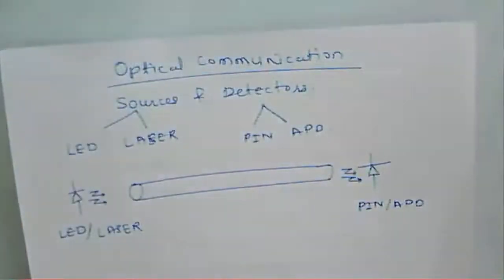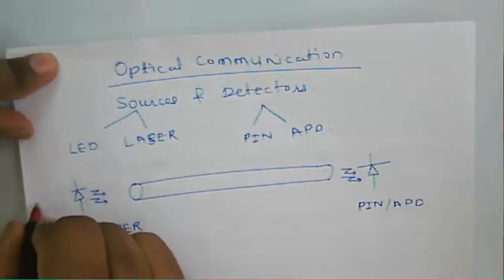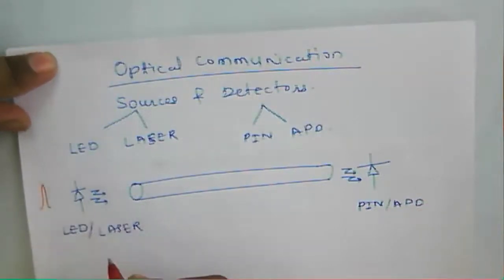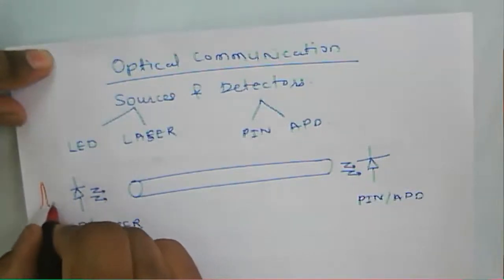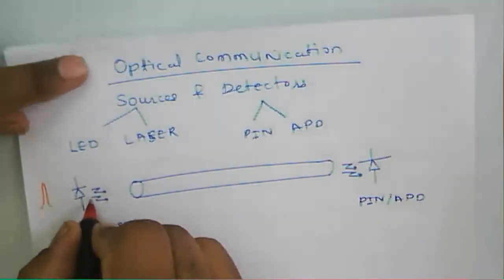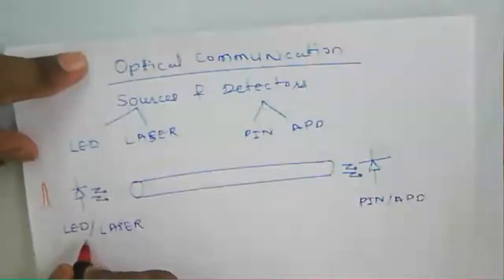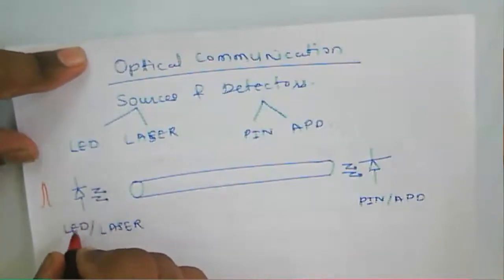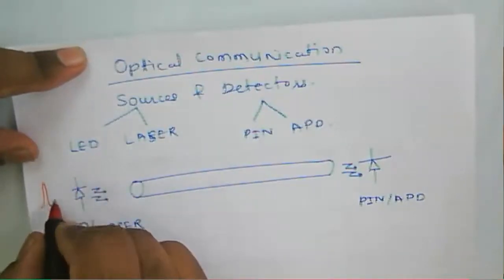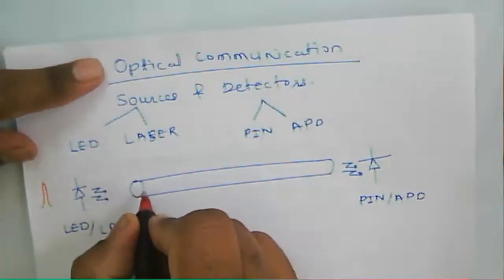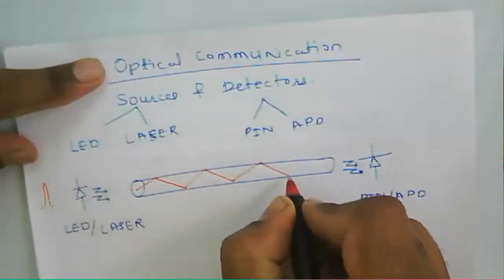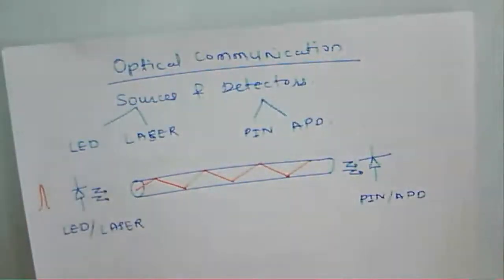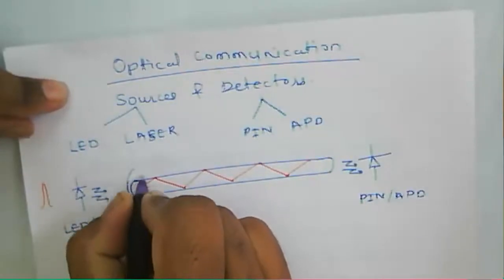Now for the given source, here we are providing current pulses, and those current pulses are converted into light. According to the source we have used, LED or laser, the current is converted into light, photons are emitted, and then inside the fiber the rays are propagating. These are nothing but the light rays propagating through the fiber.